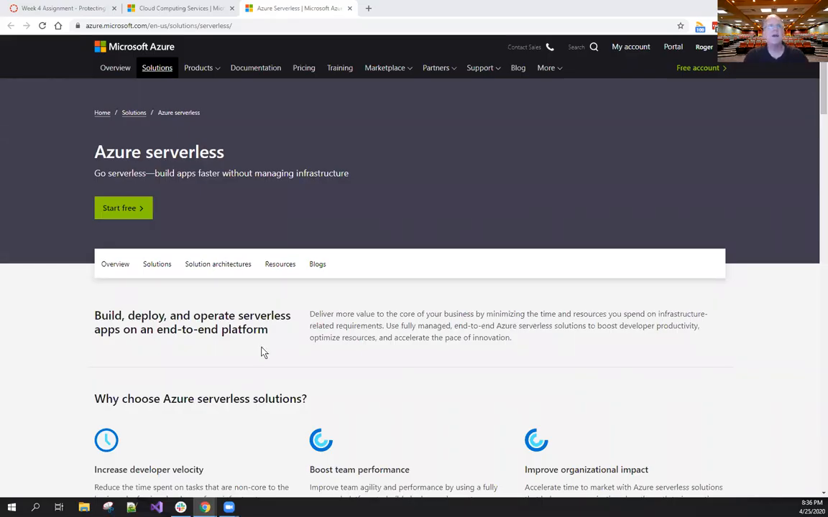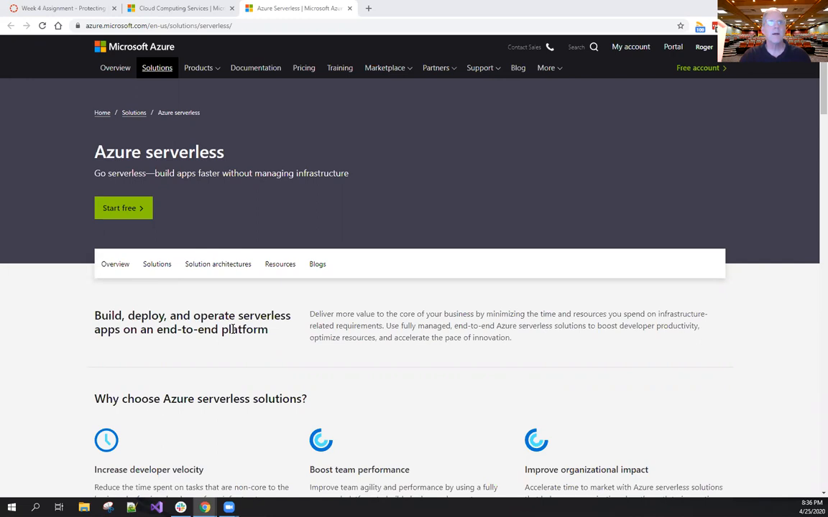And yes, they have serverless. Okay, go serverless, build apps faster without managing infrastructure. Oh, that's so appealing. Oh man, this gives me goosebumps. Yeah, who wants to manage infrastructure? Who wants to manage servers? Who wants to upgrade and patch them? Oh my gosh. So let's go serverless.